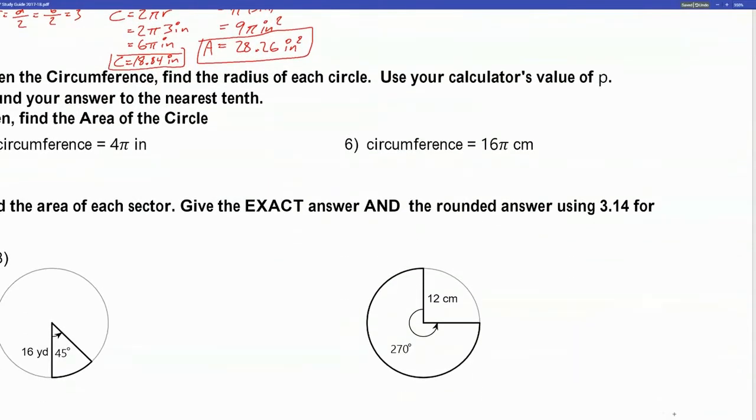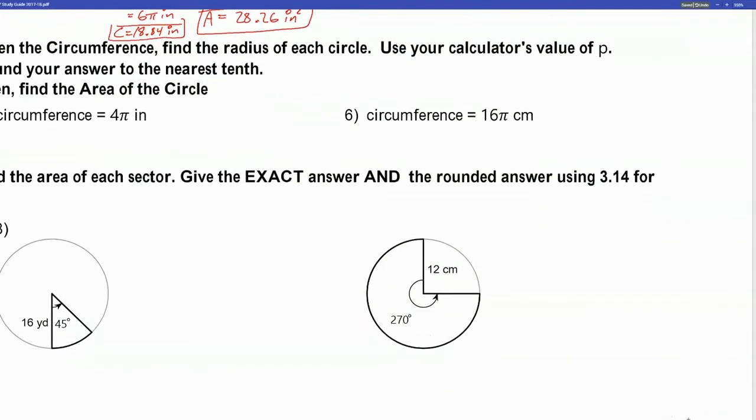All right, number 5. Given the circumference, find the radius of each circle, use your calculator's value of pi. Round your answer to the nearest tenth. So they give us the circumference and they say to find the radius of each circle, round to the nearest tenth. So that's something to note.